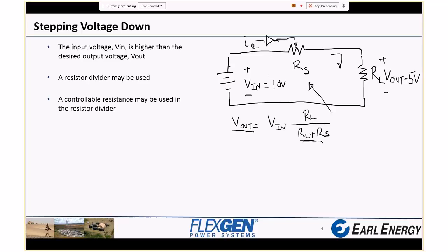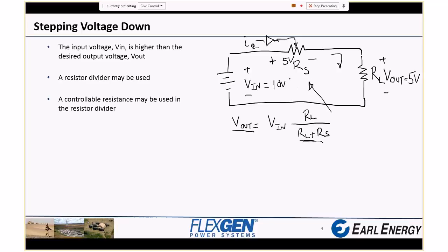The problem remains that you have a 10 volt input and 5 volt output. Where are the other 5 volts? They are across this resistor.